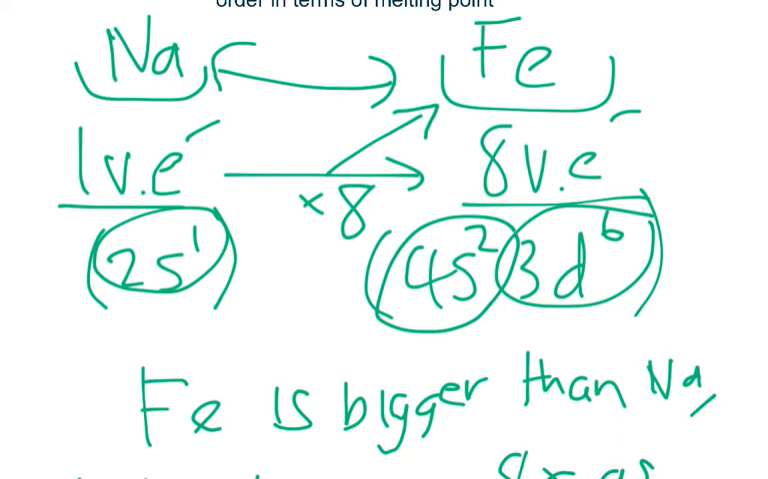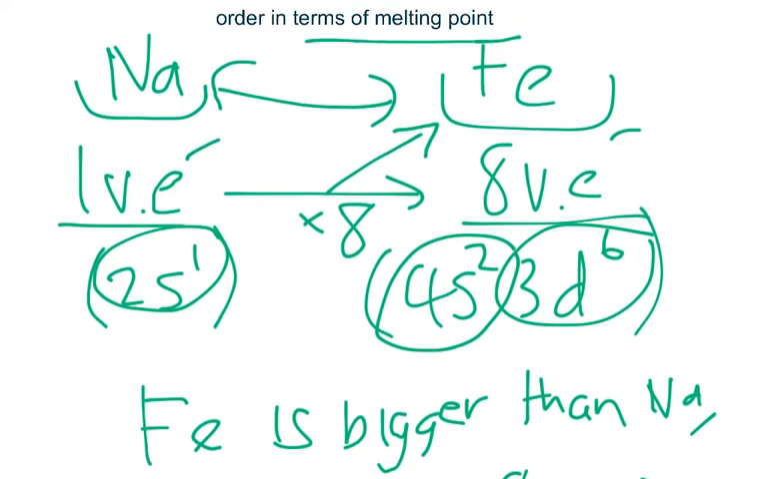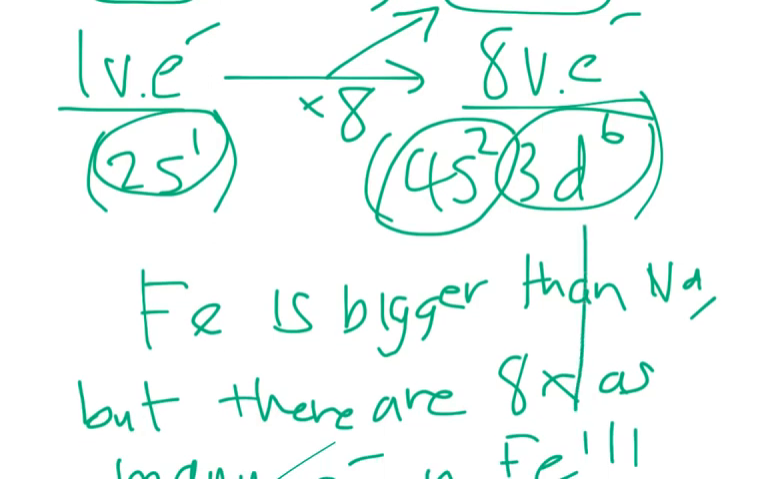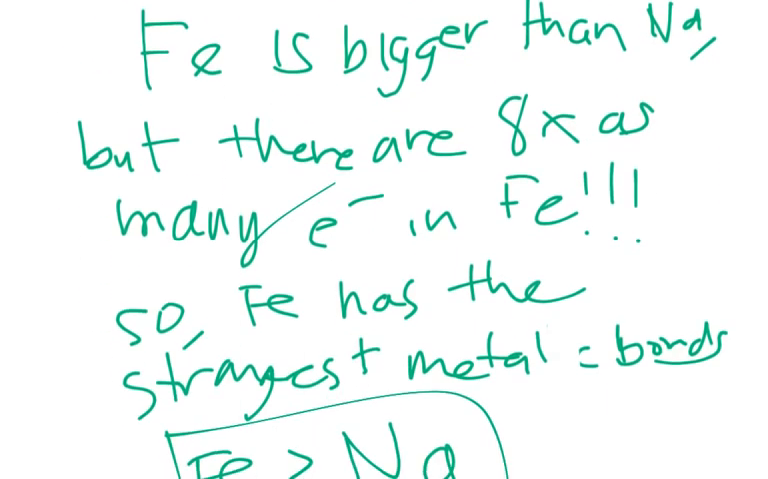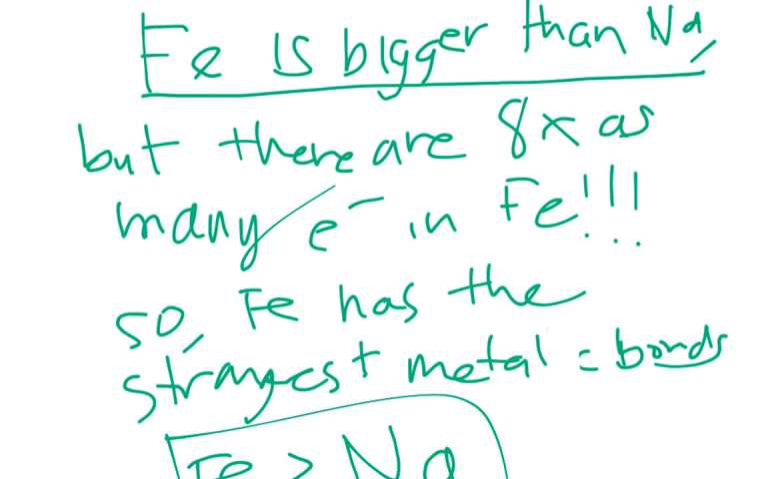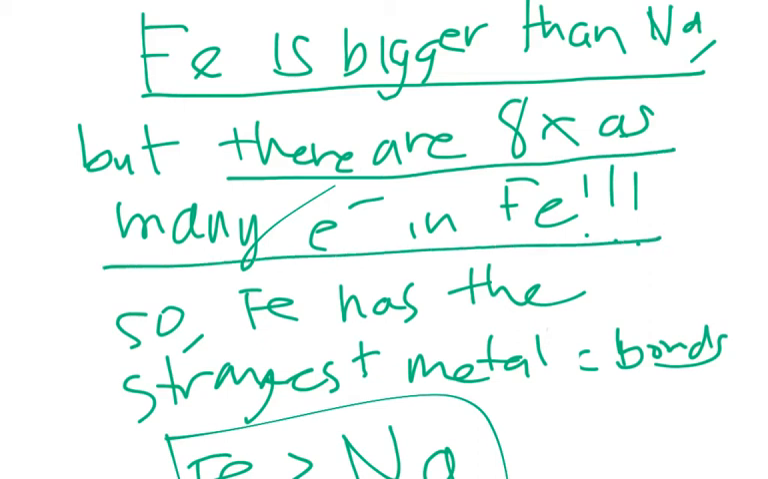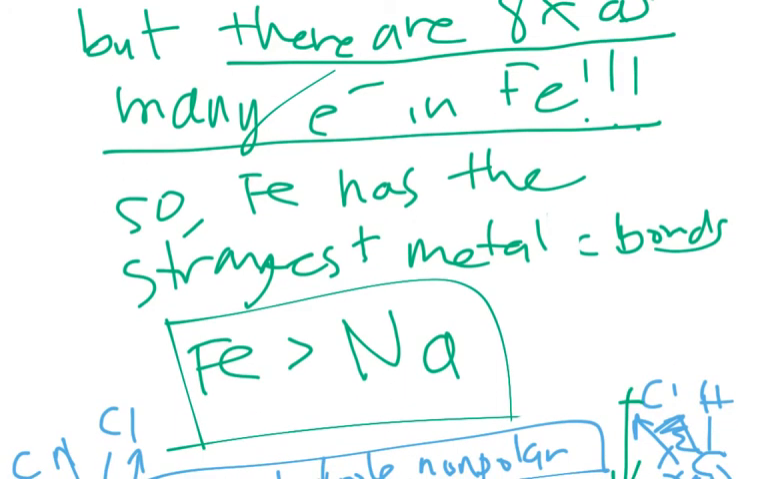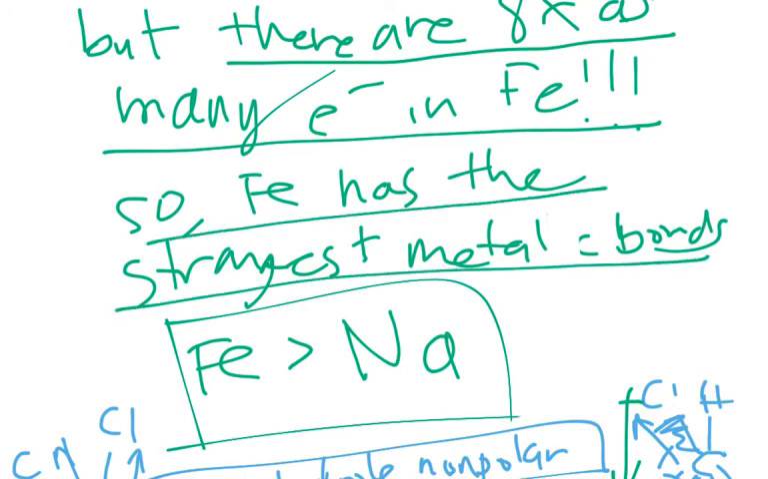If the magnitude between the two is so different, then that factor must be the contributing factor to determining which one has a higher melting point. So let's read my nice explanation that I wrote out in green pen. Iron is bigger than sodium, and because it is bigger, you might assume that iron will have weaker metallic bonding, since a larger radius means less attraction according to Coulomb's law. But iron has 8 times as many electrons as sodium, and because of this, iron has the strongest metallic bonds.